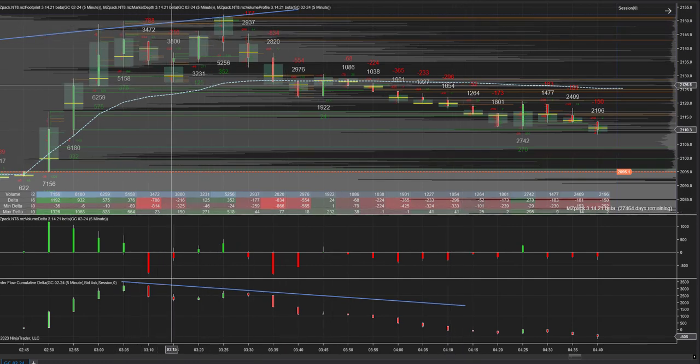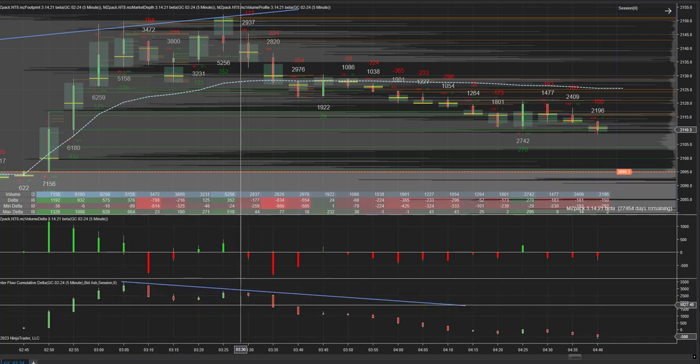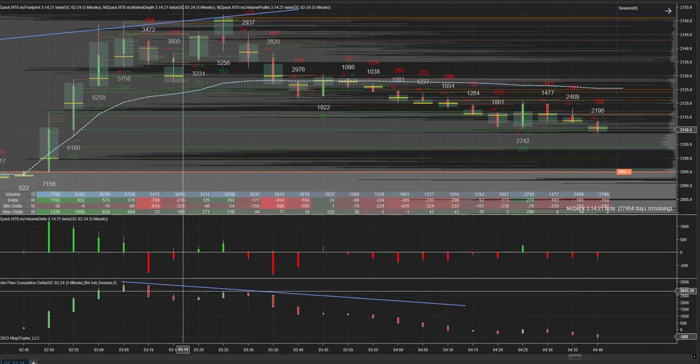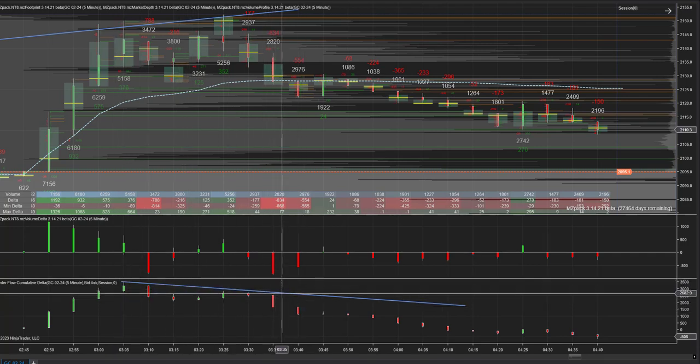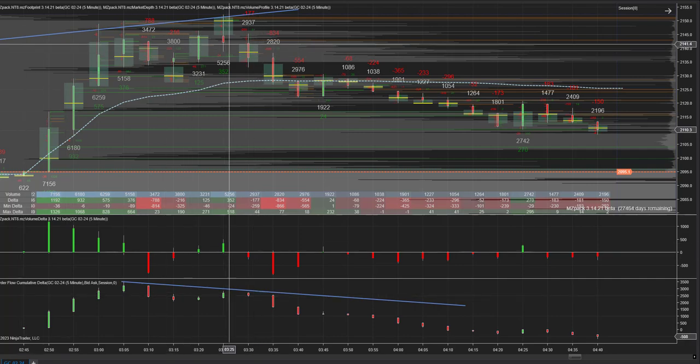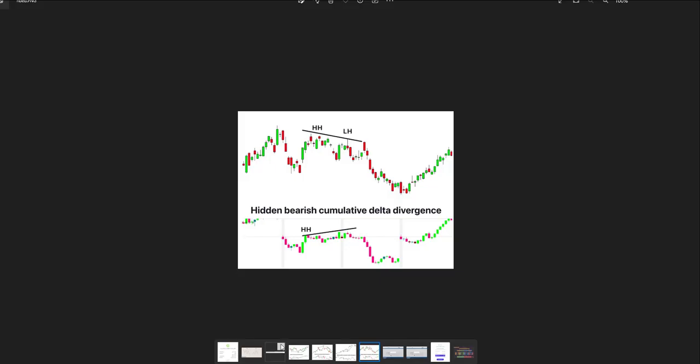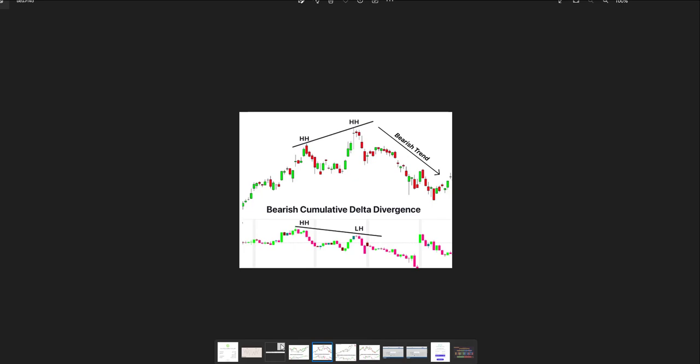Market moved down a little bit, pushed back up, made a new high. But at the same time, look at this cumulative delta indicator. You see, the cumulative delta indicator makes a lower high. Price makes a higher high. What type of divergence is this? Here it is. Bearish cumulative delta divergence.